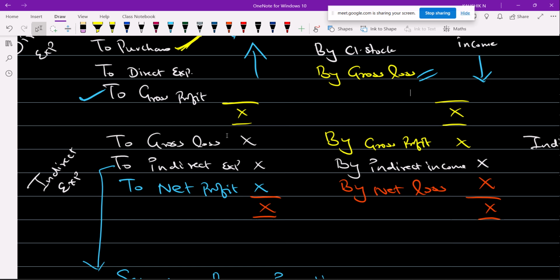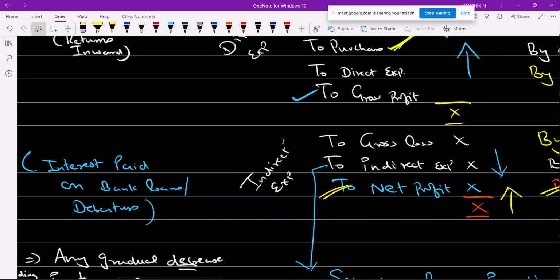What you did, you found the total of your credit side. If the total of the credit side is more compared to the debit side total, you are declaring it as a net profit. If your debit side total is more compared to the credit side total, then we declare it as a net loss. So whether it is a gross profit, gross loss, net profit or net loss, the items taken for comparison are only your revenue and your expenses.